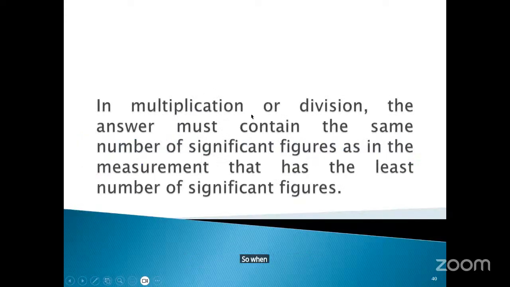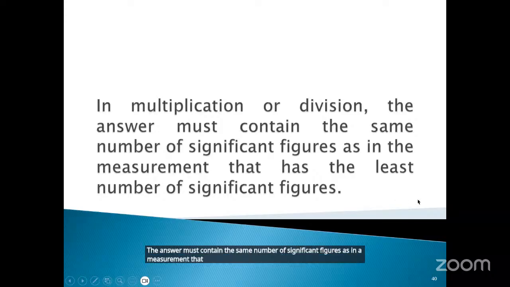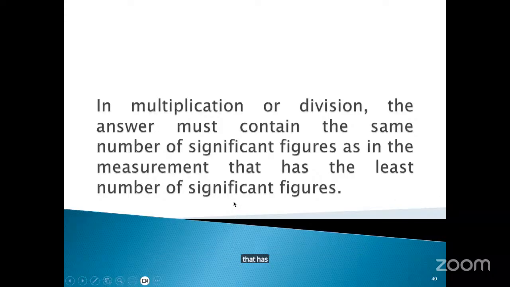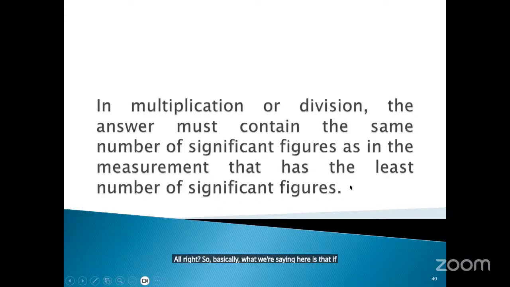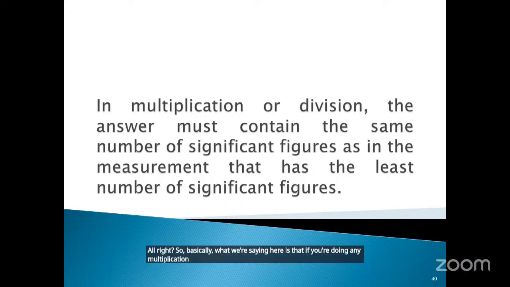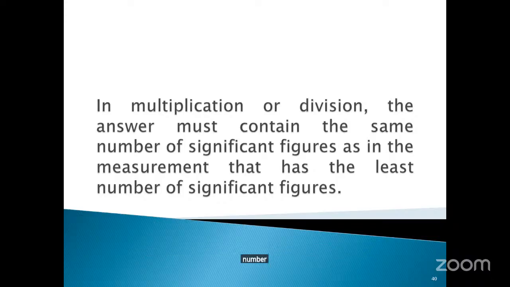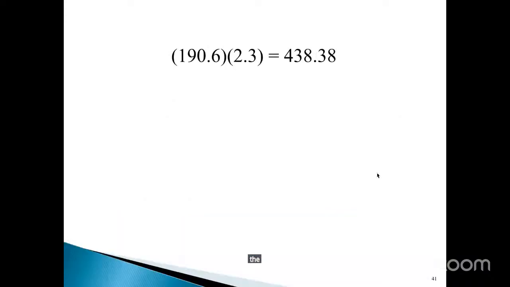So let's talk about multiplication and division. When you're multiplying or dividing numbers, the answer must contain the same number of significant figures as the measurement involved in the calculation that has the least number of significant figures. All right? So basically what we're saying here is that if you're doing any multiplication and/or division, your final answer must be rounded off to the lowest number of significant digits of the numbers involved in the operation. So let's look at this example.